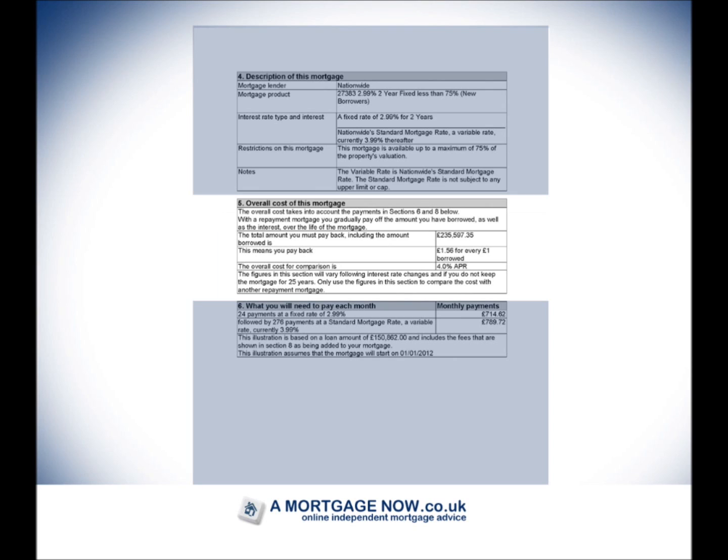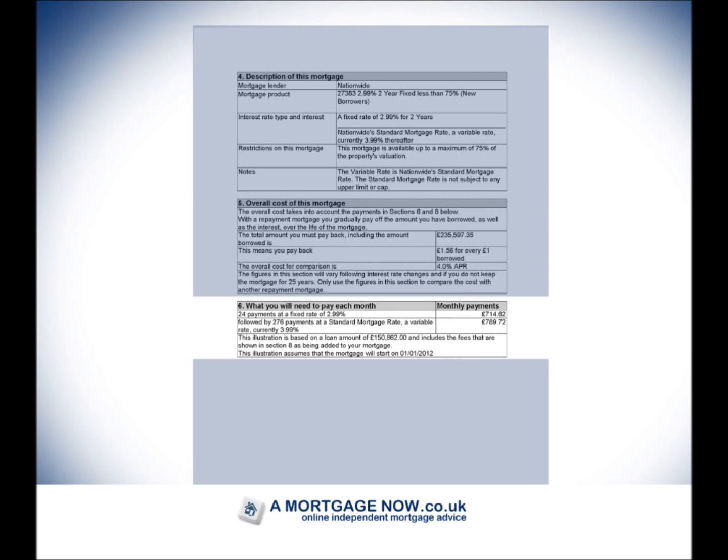Section 5 sets out the overall cost of the mortgage throughout the term of the contract. This section gives you a figure of the amount you pay back for every pound borrowed, and quotes an annual percentage rate, or APR, for comparison purposes.